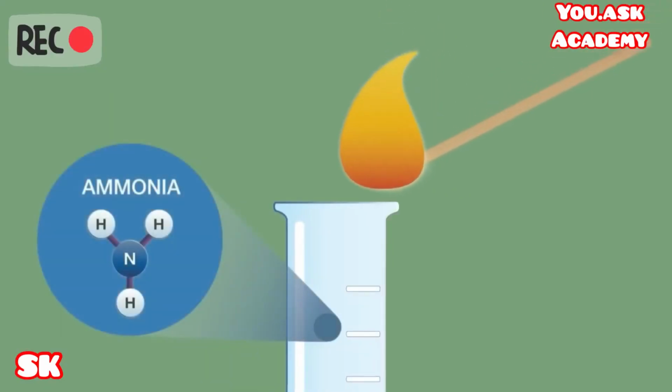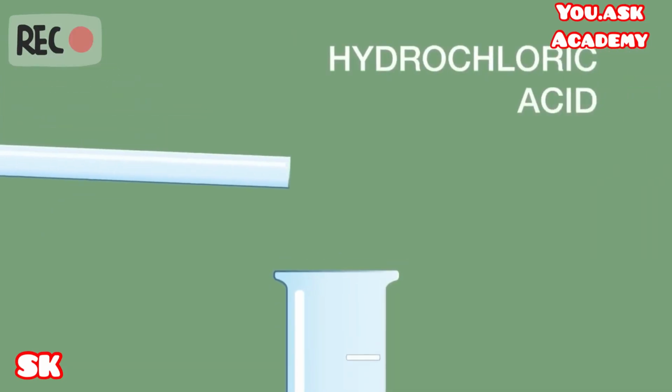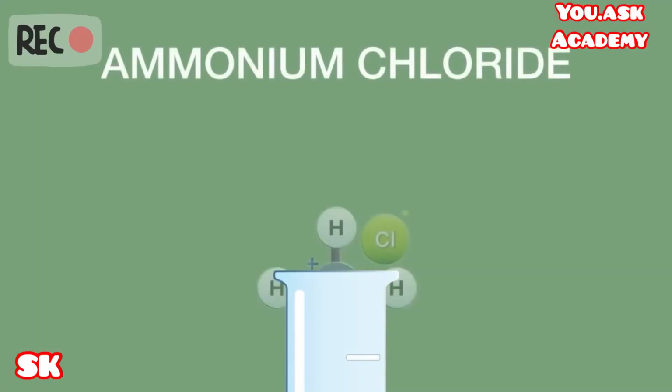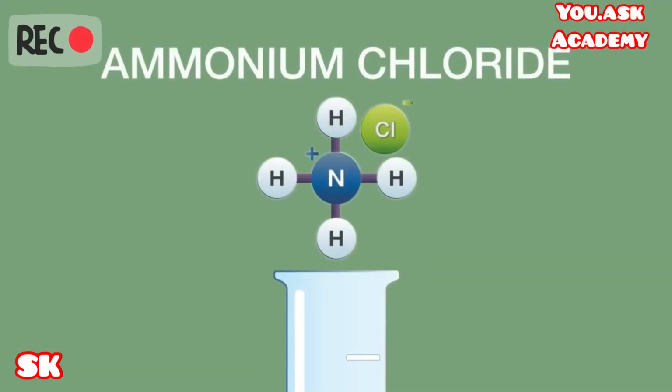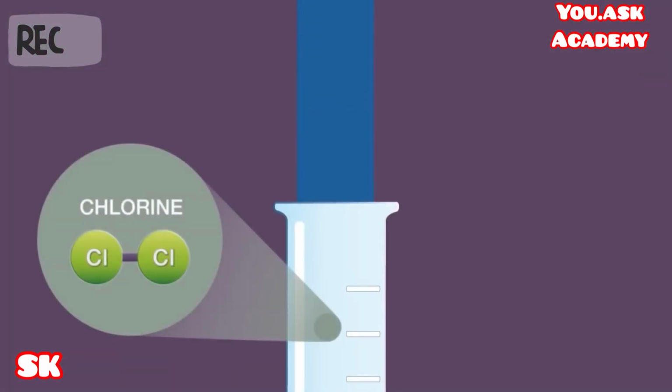Ammonia extinguishes a lighted splint and turns damp red litmus paper blue. In the presence of concentrated hydrochloric acid, it gives white smoke of ammonium chloride. It confirms the presence of ammonia gas. Chlorine turns damp blue litmus paper red, and eventually it bleaches.